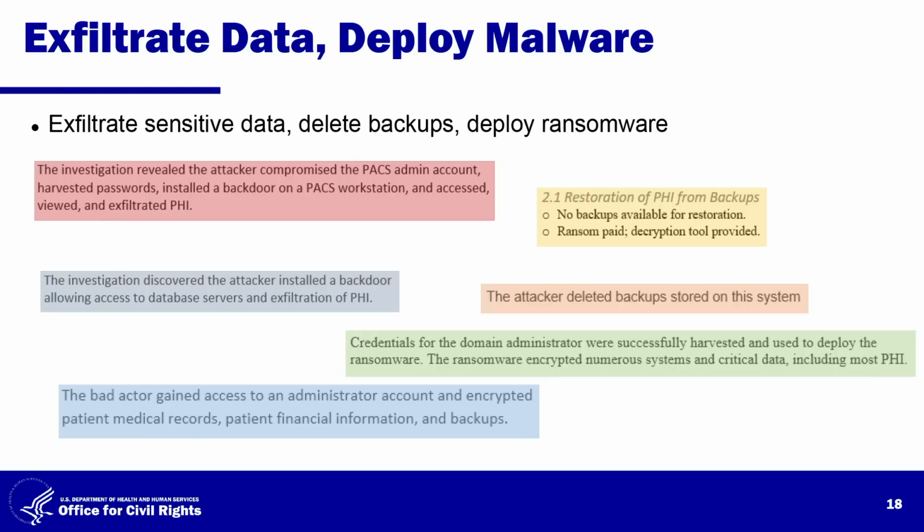Once the attacker in our example scenario has gained access to administrator-level privileges, the final steps OCR typically sees include the exfiltration of sensitive data, including EPHI, removing of online backups to impede recovery efforts, and deploying ransomware to encrypt data. This slide includes excerpts of OCR's investigations involving exfiltrated PHI from picture archiving and communications systems, or PACS servers, attackers deleting or encrypting online backups, entities paying a ransom because backups were not available, and deployed ransomware encrypting EPHI, including medical and billing records.